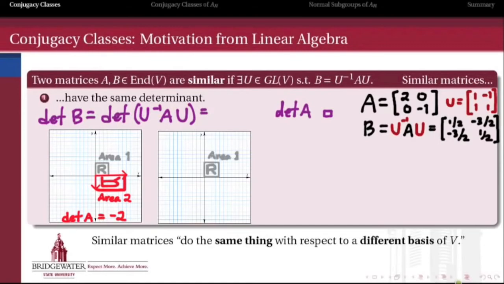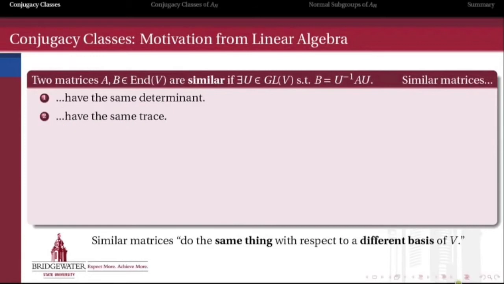But then the same is true for B. If we take that same unit square and transform it via B, we get a parallelogram in this case, whose orientation again is reversed and whose area is equal to 2. So the area factors and reflections of both A and B in this case are identical.